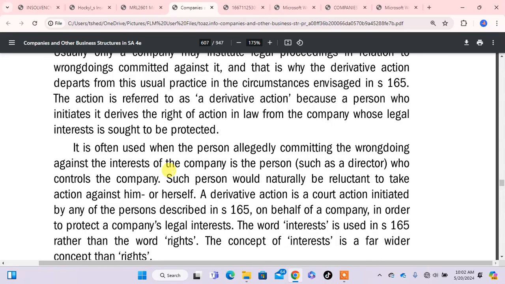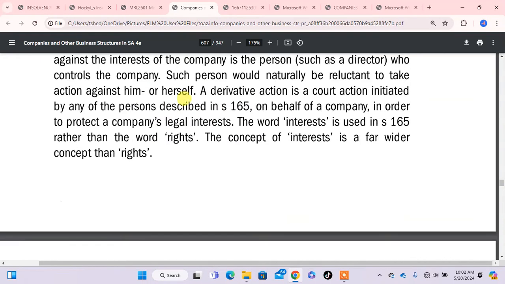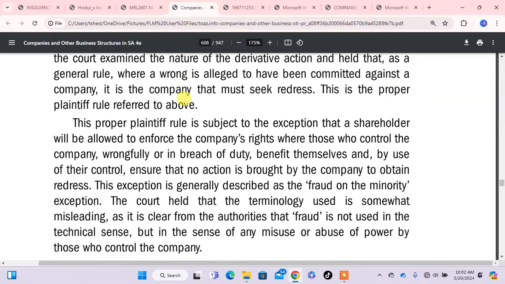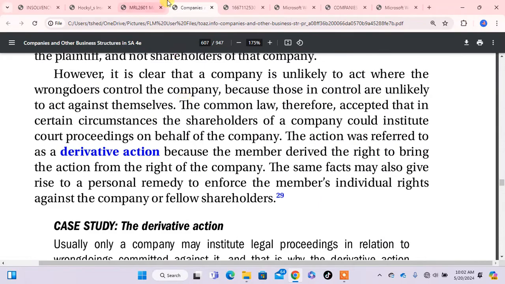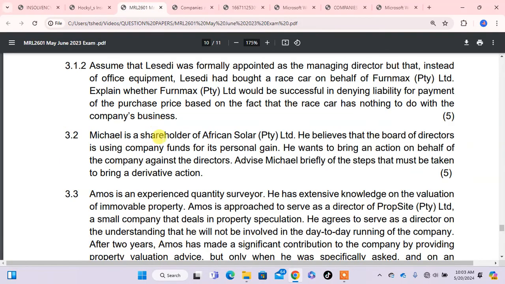It's up to you to go and read about the derivative action. I'm not going to read everything for you. So it's up to you to go and read about this one and summarize some of the cases of the derivative action. So let's go to another question.